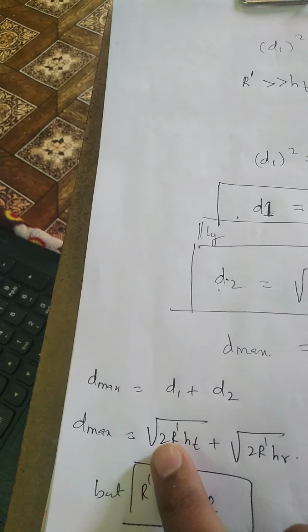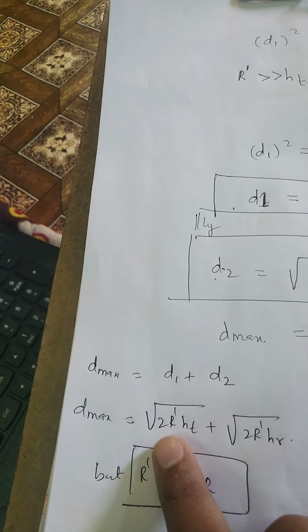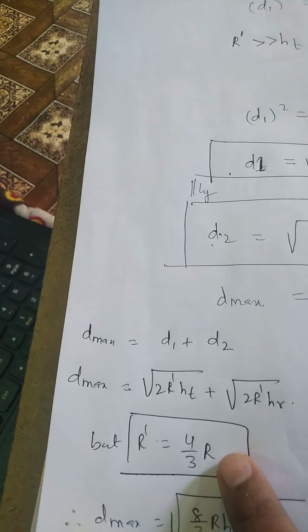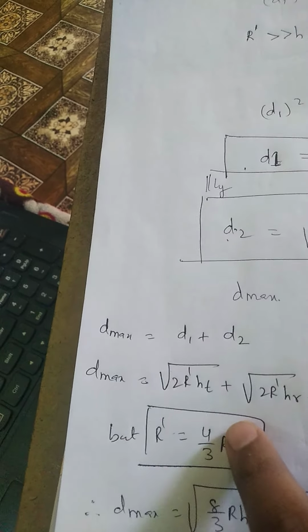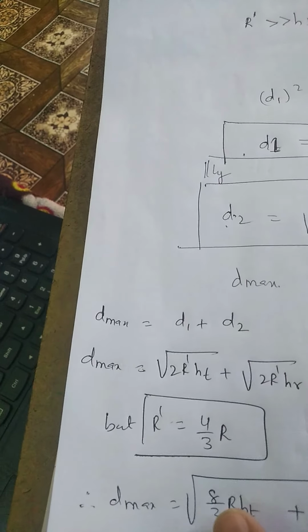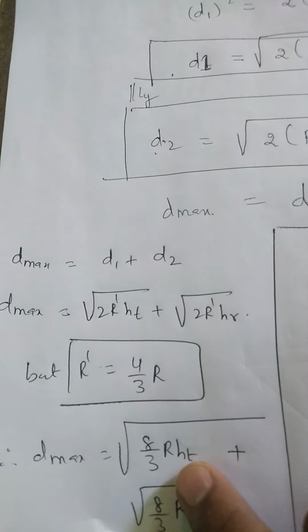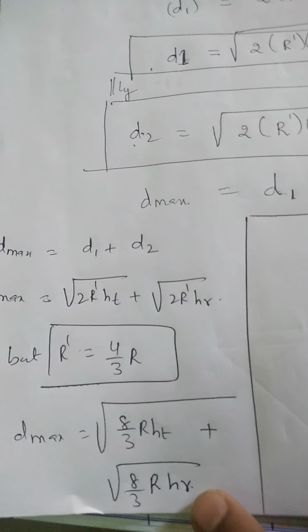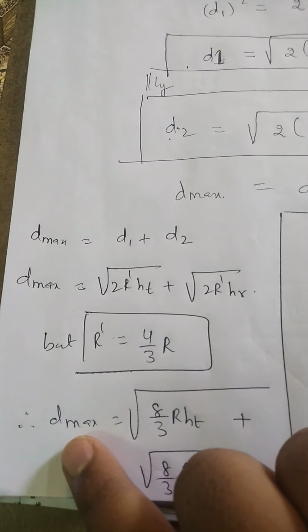And what is r dash? R dash is nothing but the effective radius of the atmosphere. That is r dash, which is a standard one, 4 by 3 times r. So 4 multiplied by 2 is 8 by 3 r ht, plus for this also we can write 8 by 3 r hr. So these two values we can substitute, and we get the d max.